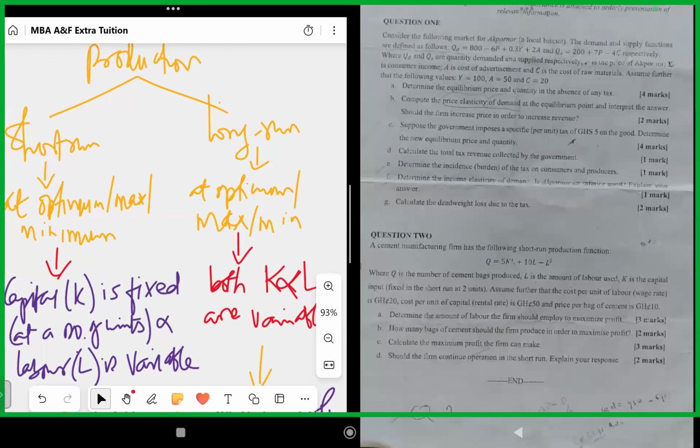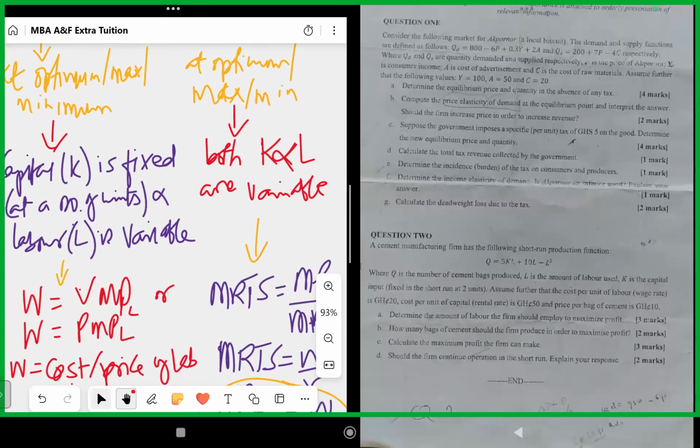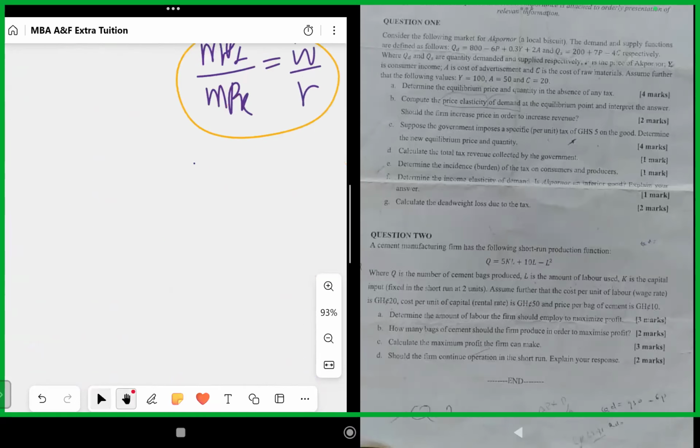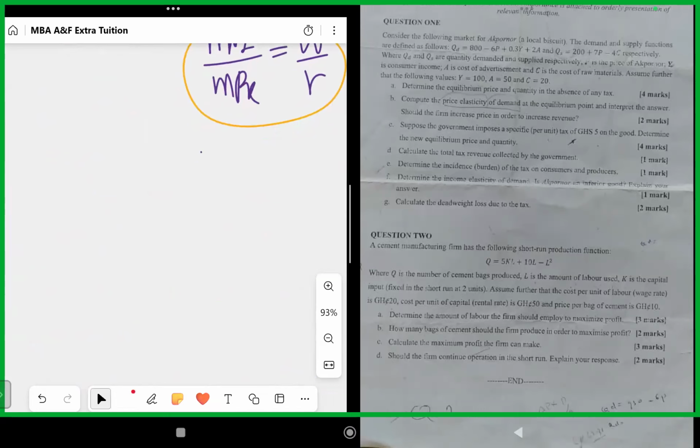Labor is variable, and capital is fixed. Yes. So, meaning that the question will give us the fixed one. That's what we have to do. All right. So, let's start reading it. Let's solve the question. Question 2. Let's start.